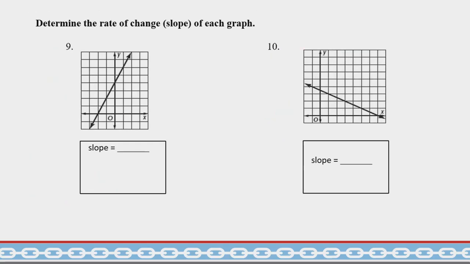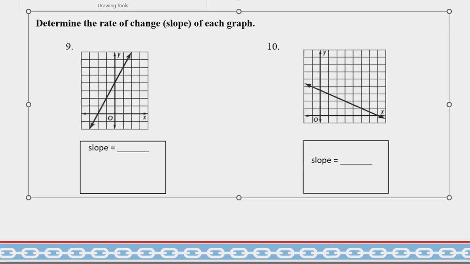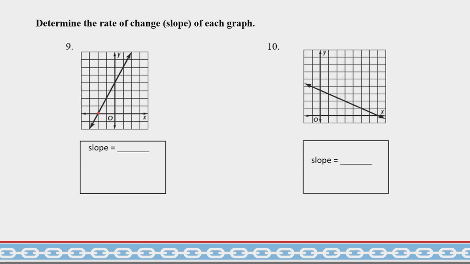Here, determining rate of change, right? We have points on the line. So I am going to, right here, right, count from here. They're right on the grid. Up 2, right 1. So 2 over 1, right? 2 divided by 1 is 2. For number 10, I'm going to use this point here and this point here because they're right on the grid lines. Down 1, right 2, -1/2.